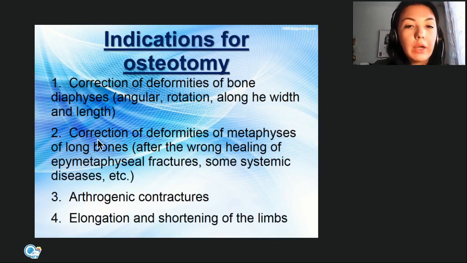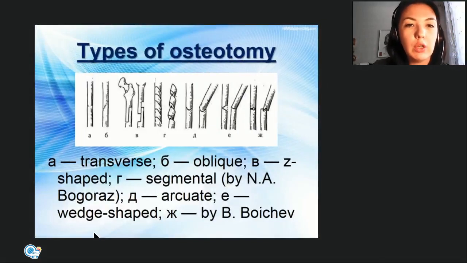So then, correction of deformities of the metaphysis of long bones after the wrong healing, again, of epimetaphyseal fractures and some systemic diseases, like arthritis, arthrosis, arthrogenic contractures, and also elongation and shortening of the limbs. Sometimes it is also used in aesthetic medicine and plastic surgery.